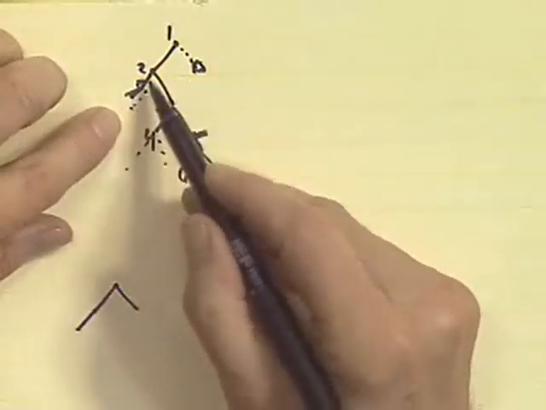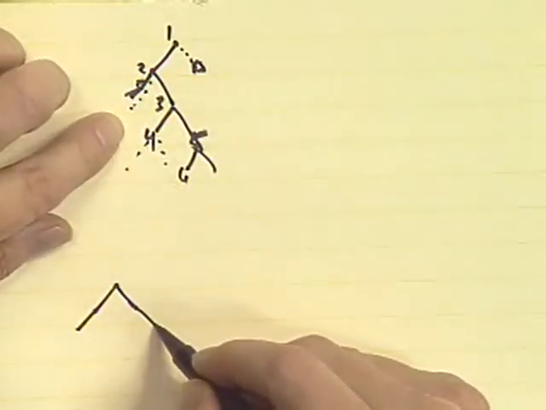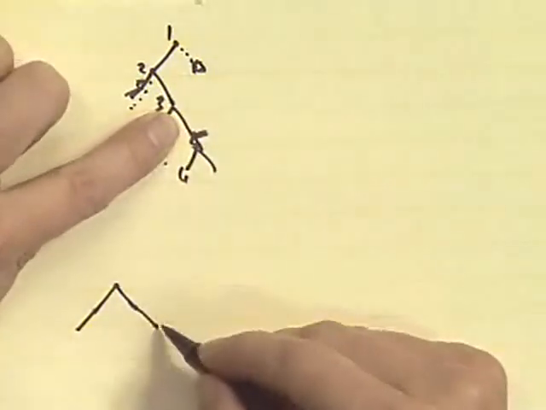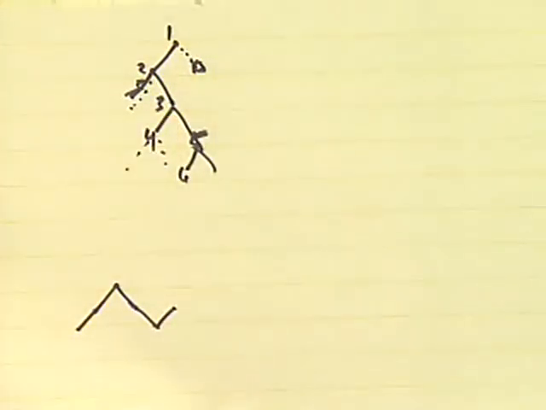I look at the left branch of 2. It's not there. So I got to go down again. Look at the right branch of 2. It's there. So I go up. It's a different kind of projection. Time is running forward in both the encoding and the decoding of the thing.